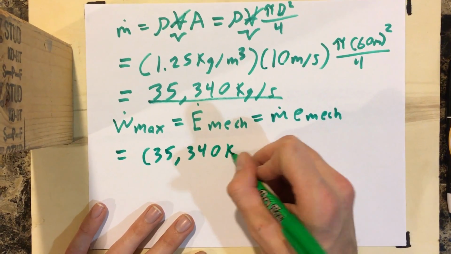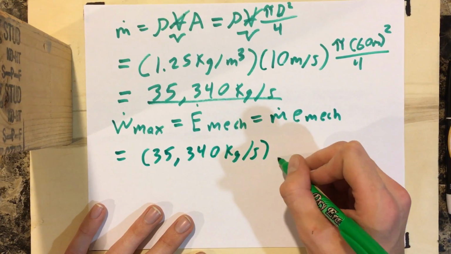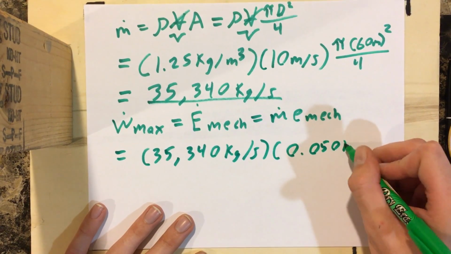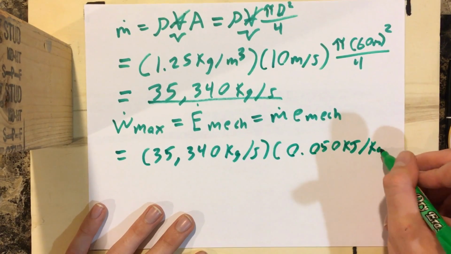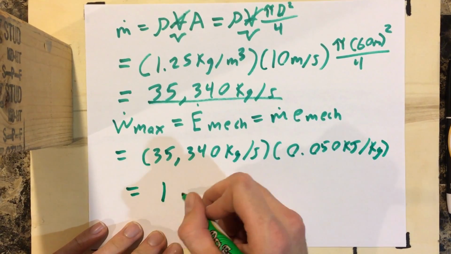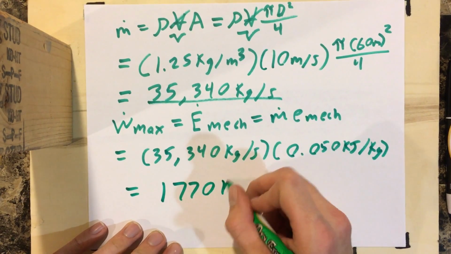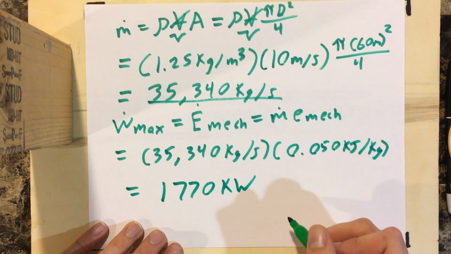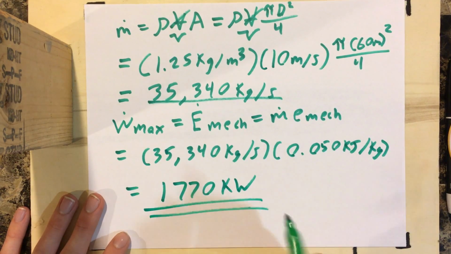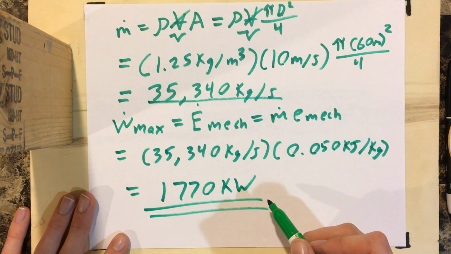35,340 kilograms per second multiplied by 0.050 kilojoules per kilogram, which will end up getting us 1,770 kilowatts of energy. So that is the power generation potential.